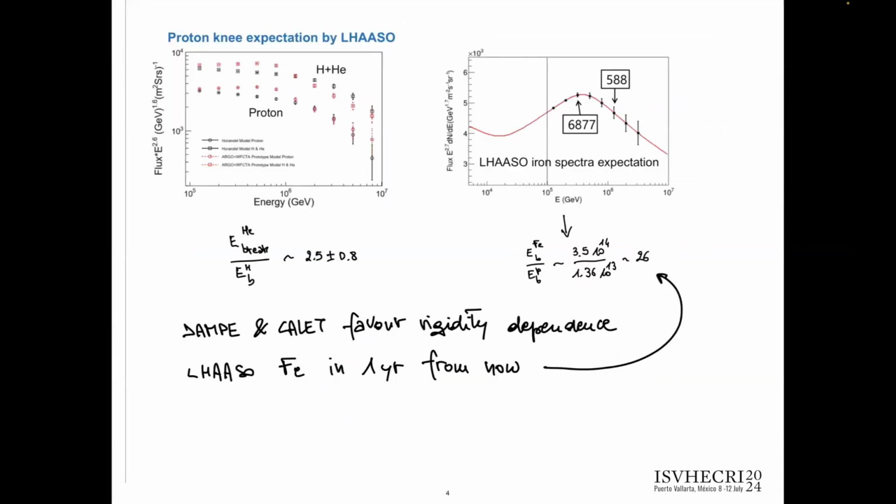Very slow, yes, okay. We saw that LHAASO is expecting to see something like you see in the plot on the right in one year from now, more or less, for the iron. And if you take the iron to the proton, you have around 26. So we could say that from DAMPE and CALET, they surely favor a rigidity dependence of the spectra, and we will see if with LHAASO we will have a similar conclusion some time from now.